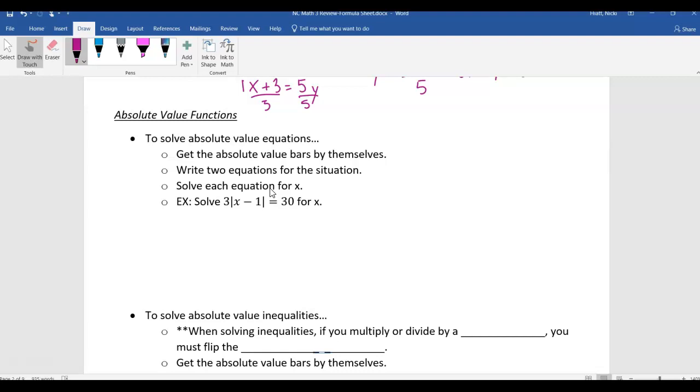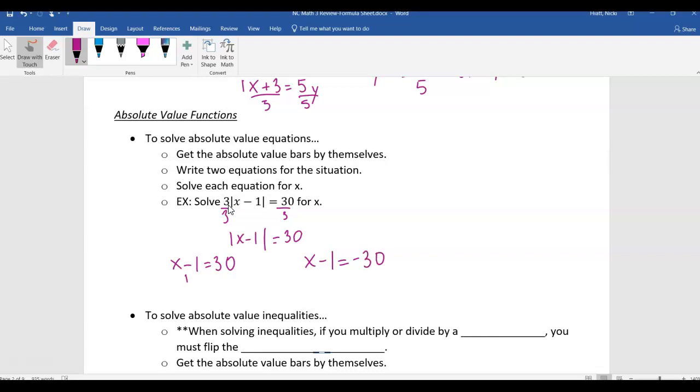So before I can write two equations for the situation, I have to get rid of this 3 that's on the outside of the absolute value bars right there. So to do that, it's right next to the bars, which means it's multiplied. So I need to divide by 3 to get rid of that 3 right there. So I'll have absolute value of x minus 1 equals 30. Okay, now the absolute value bars are by themselves, so I need to rewrite this into two equations. The first one is just going to be x minus 1 equals 30. The other one is going to be x minus 1 equals negative 30.